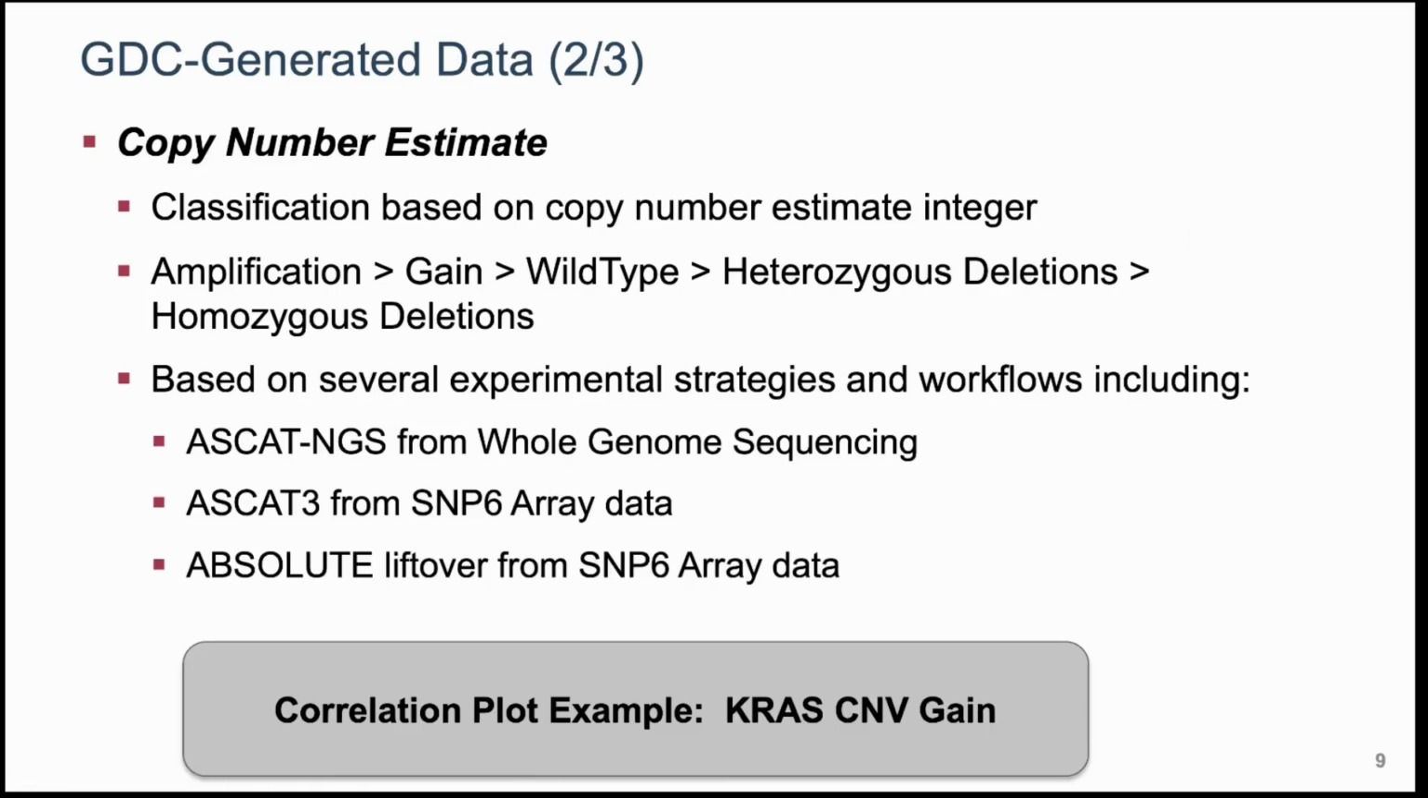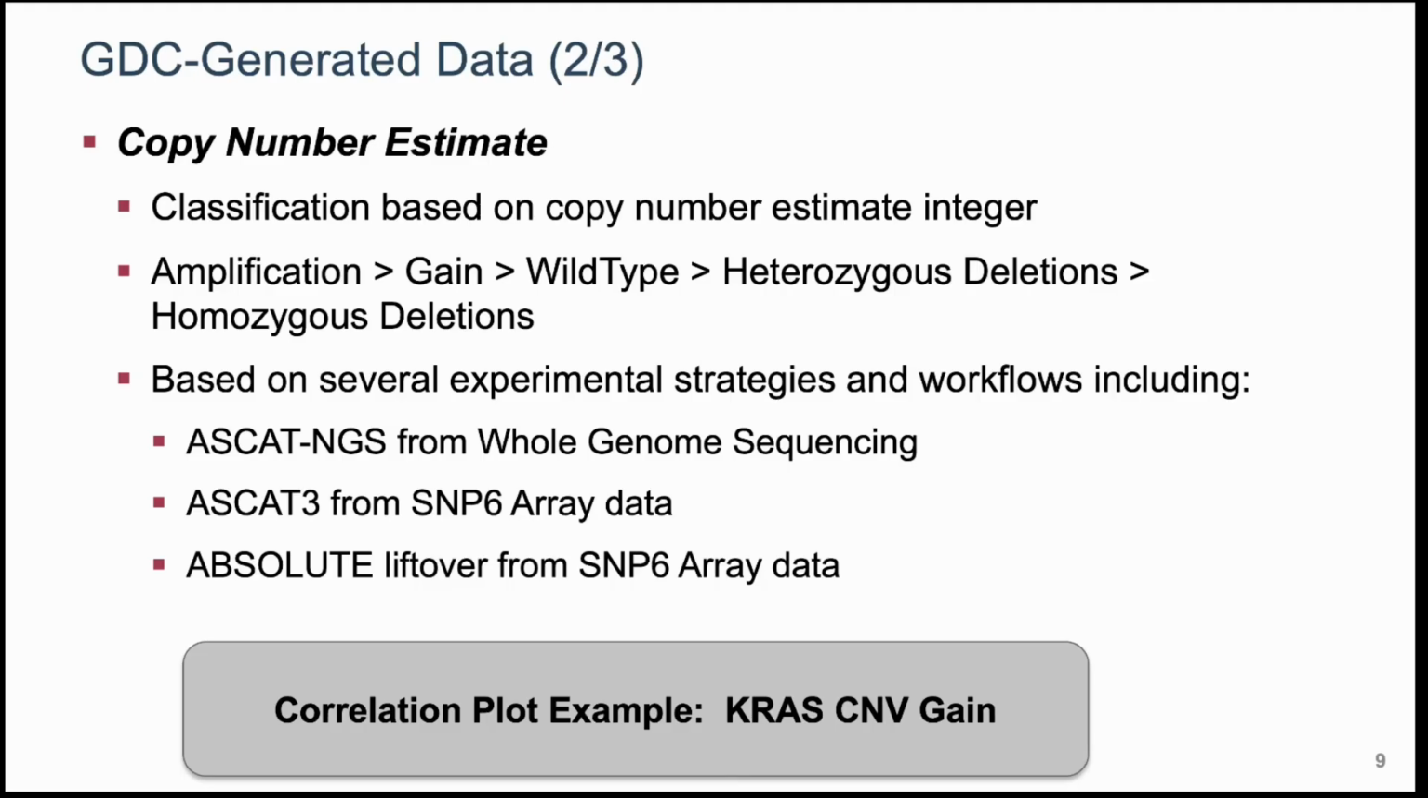The second type I'd like to talk to you about is the copy number estimate data. This is a classification based on copy number estimate integer. And we classify this as amplification as the highest one, followed by gains, wild type being no additional copy number or lower copy number, heterozygous deletions, and then homozygous deletions. So that's the range, from the most copies to the least number of copies.